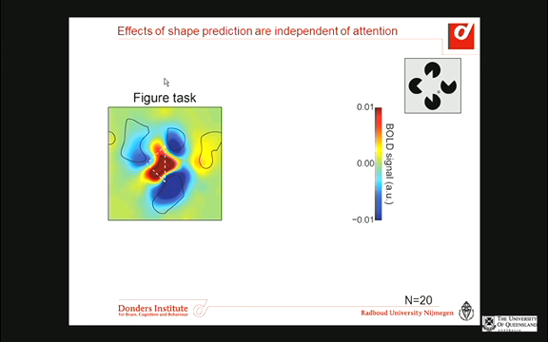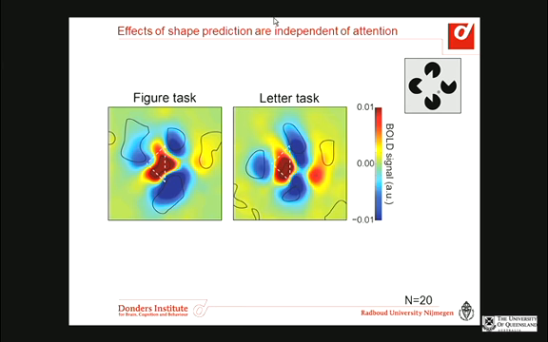So when people actually pay attention to the configuration of the Pac-Man, so when they had to report the illusory diamond. But when they did the other task, where they attend to the letters and completely ignore the Pac-Man, we find almost exactly the same pattern. So this effect of this high-level shape prediction or shape perception seems to be independent of the task people are doing and independent of whether the illusion and the Pac-Man were relevant to subjects' tasks or not.